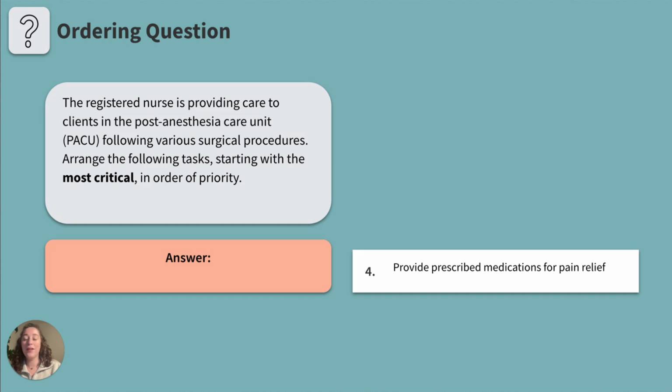Great job. Why do you think it takes priority? Because pain is a physiological concern. Think back to Maslow's hierarchy of needs. Although the nurse does want to ensure the dressing is in place properly and there are no signs of bleeding or an infection, this is the lowest priority intervention for this client.